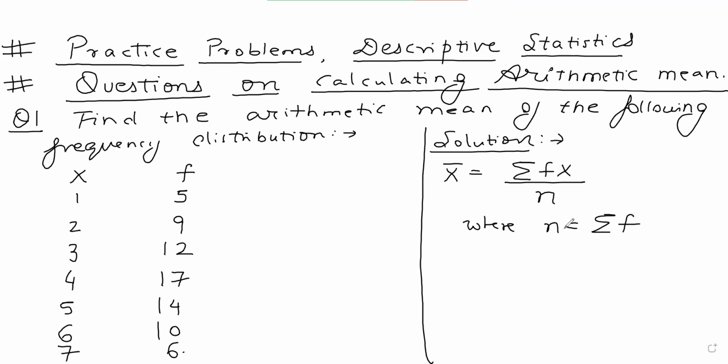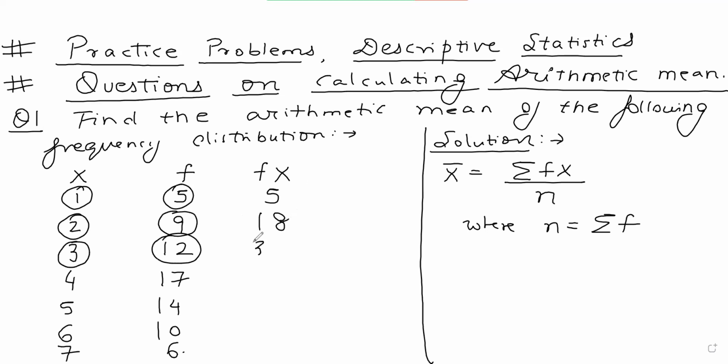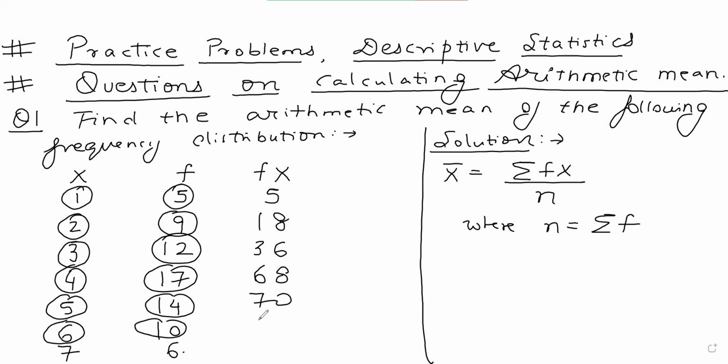So step one, you need to recognize the formula. This is the formula for calculating arithmetic mean in case of discrete frequency distribution. So I have to calculate now f into x. Can we quickly do that? 1 into 5, 5, 2 into 9, 18, 3 into 12, 36, 4 into 17, 68, 5 into 14 is how much? 70. 6 into 10 is 60 and 7 into 6 is 42.